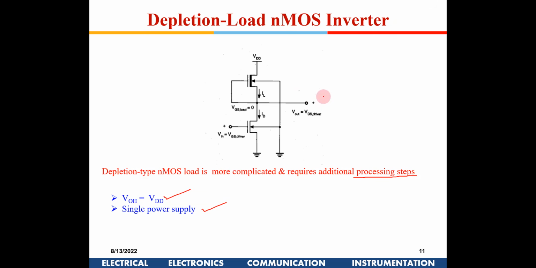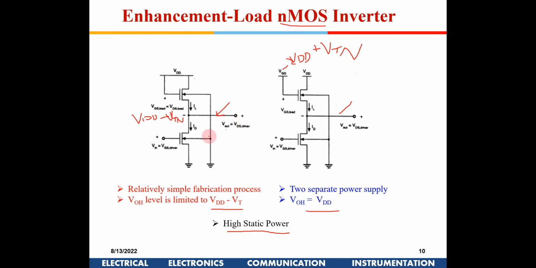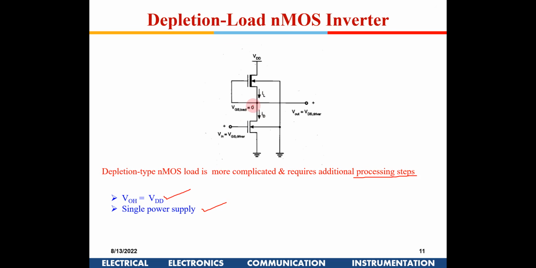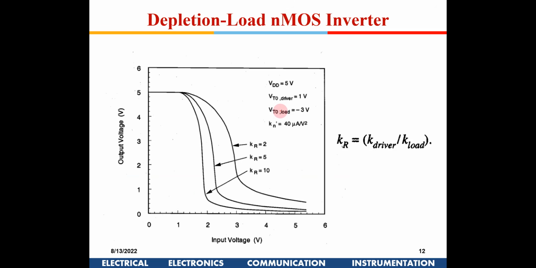In the depletion case, VTN is negative. So if it is negative, it doesn't matter, right? Here it is positive, that is why it is an issue. If VTN is negative, I will still get VDD. So that is with depletion.